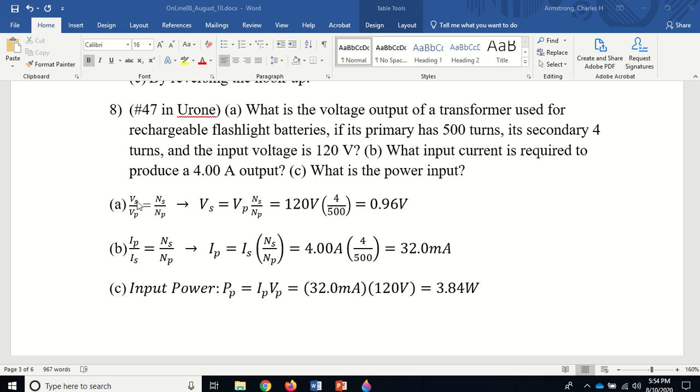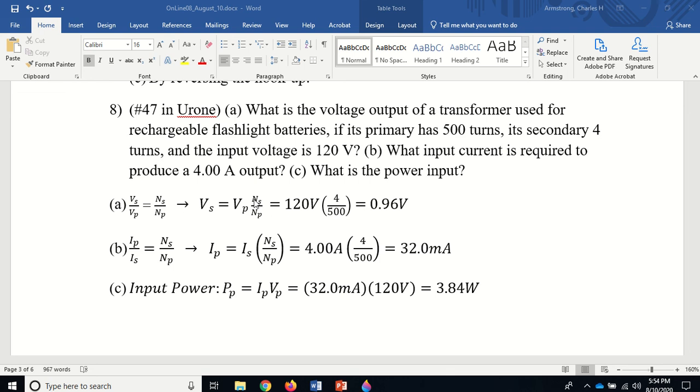Okay, so we want to get the secondary voltage, the output. So this one makes sense. We solve for the secondary voltage. This output is what we want to find out. What we have is the input voltage, that'd be the primary, that's 120 volts.